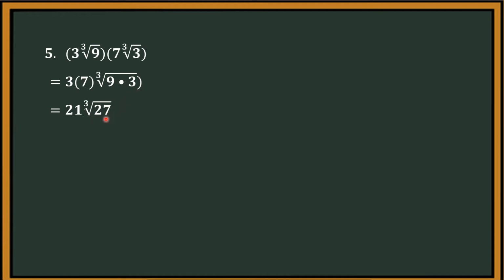Ang 27 is a perfect cube. Therefore, pwede pa natin itong i-simplify. So that is equal to 21 times 3. Ang cube root ng 27 is 3. And then, let us multiply them. And that is equal to 63.